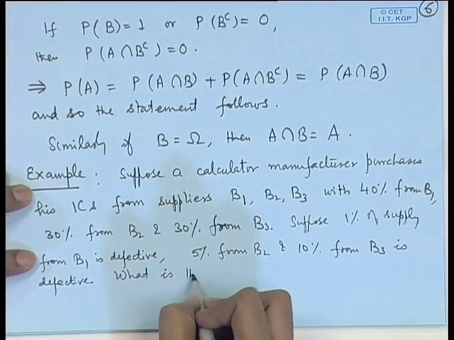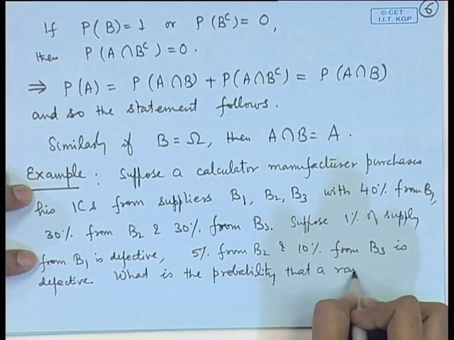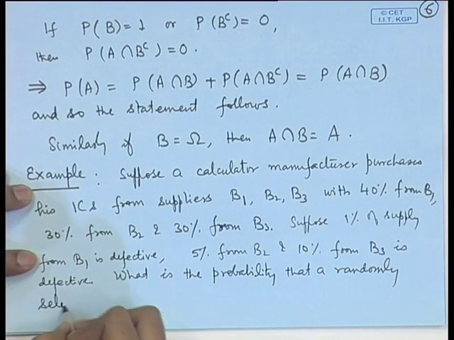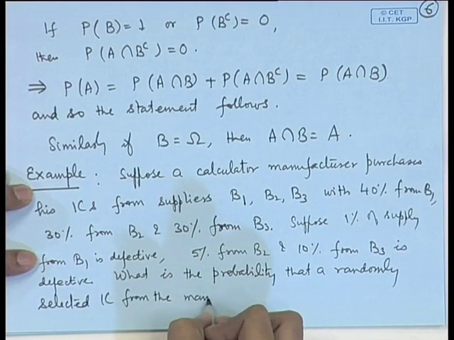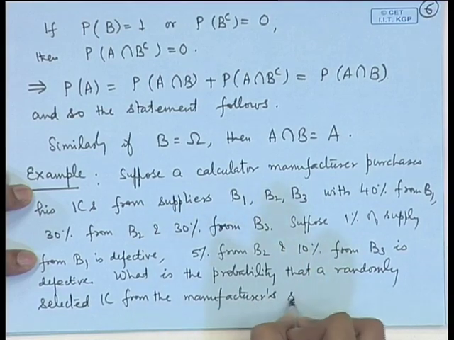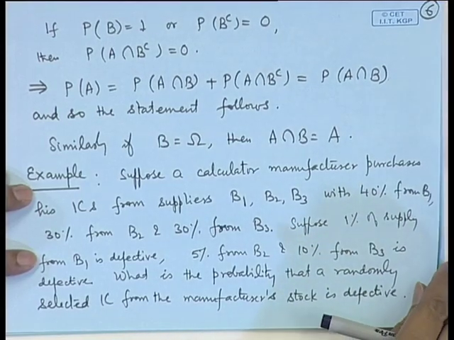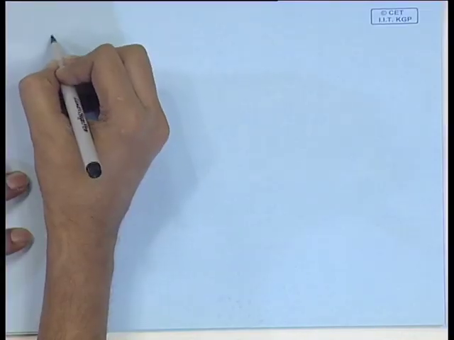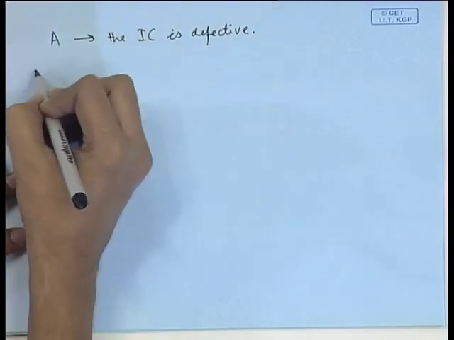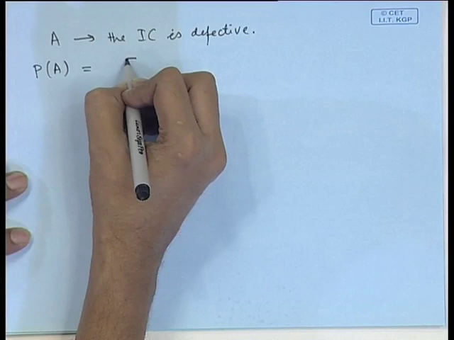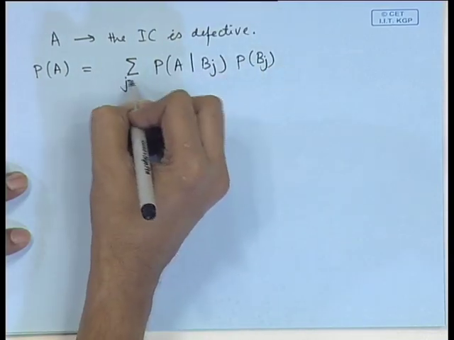What is the probability that a randomly selected IC from the manufacturer, say stock, is defective? Now, here if we consider the event say A, that the IC is defective, then probability of A can be represented as sigma probability of A given B j into probability of B j, j equal to 1, 2, 3.